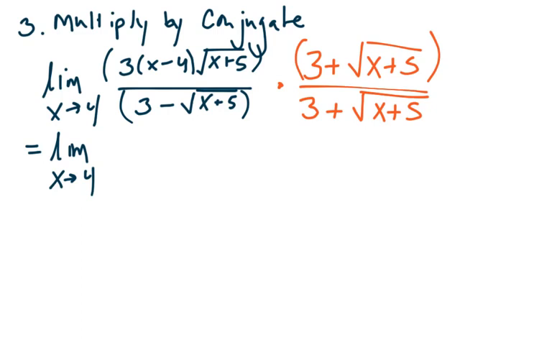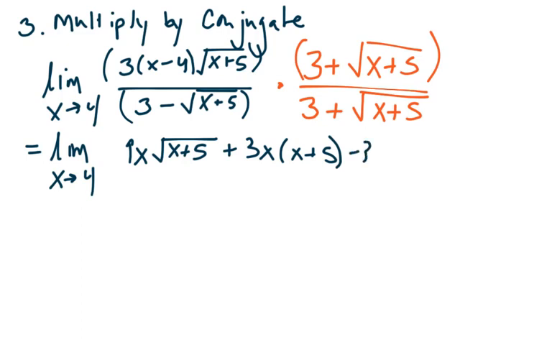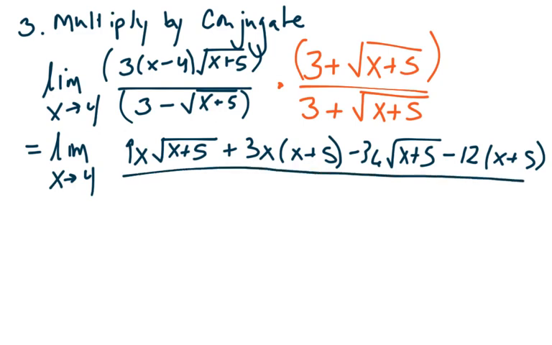So if we go ahead and multiply through, we are going to get a 9x times root x plus 5, plus 3x times x plus 5, minus 36 times root x plus 5, minus 12 times x plus 5. And that's all divided by 3 minus root x plus 5 times 3 plus root x plus 5.